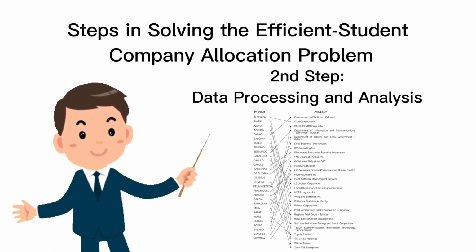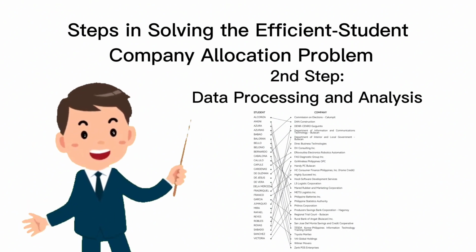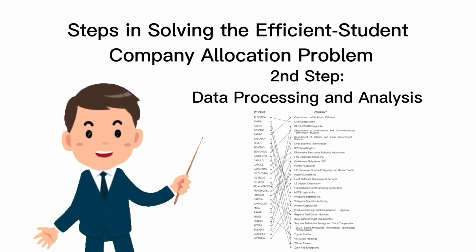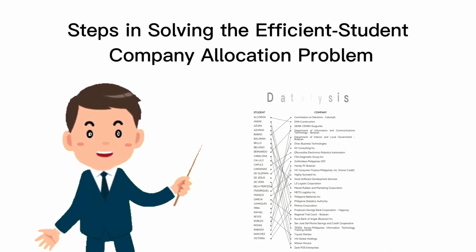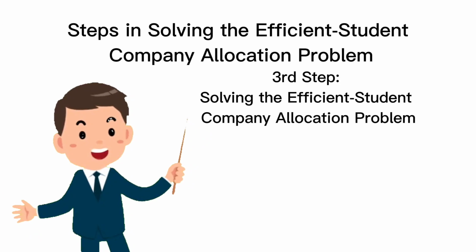Now that we have direct access to the vertices of the student and company sets, along with the edges between them, we can proceed to the final step of efficient student company allocation. Step 3. Solving the efficient student company allocation problem. Now that we have direct access to the vertices of the student and company sets, along with the edges between them, we can proceed to the final step of efficient student company allocation.